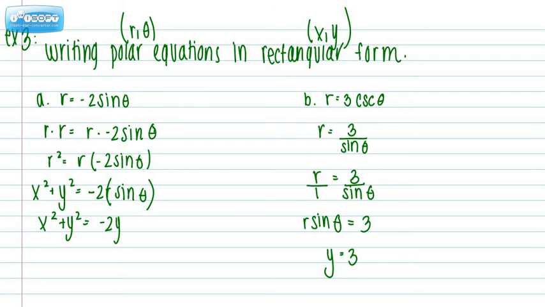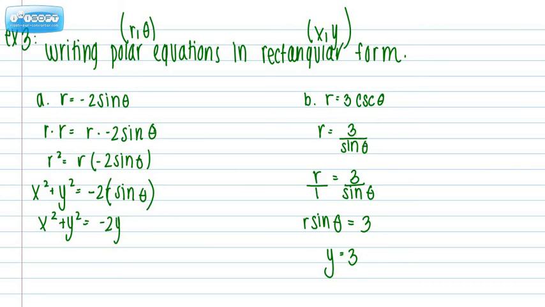Okay, example B is slightly trickier than example A, only because we have to be a little bit crafty with our configuration. So we start off with the equation r equals 3 cosecant of theta. So the very first step I'm going to take is make a substitution. I know that cosecant of theta is equal to 1 over sine, so I'm going to rewrite the right-hand side of my equation as 3 over sine of theta.